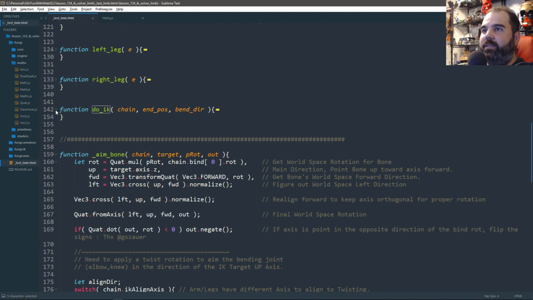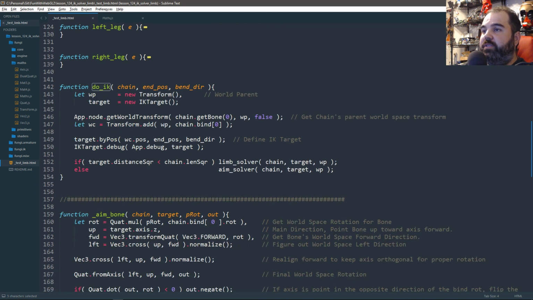And do IK is all the main steps. We do the world transform, we create the child, we create our target. This creates a debug, which is not needed.